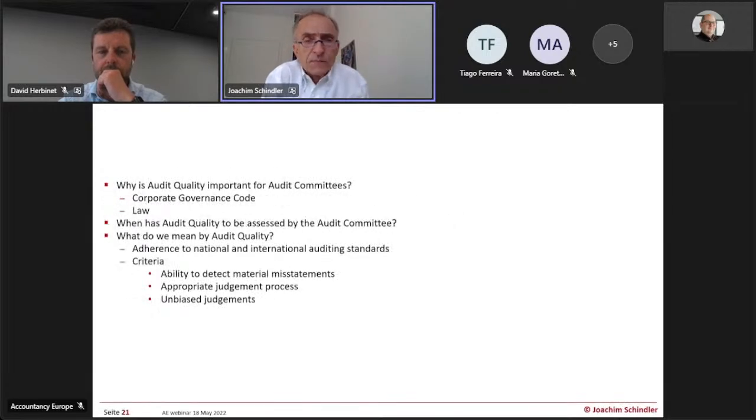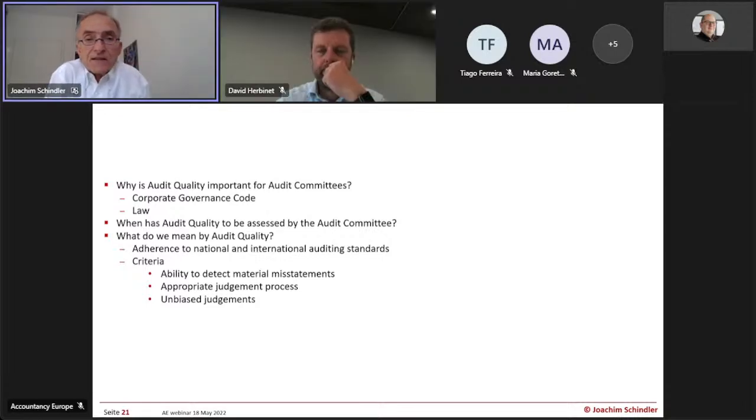So why is audit quality important for audit committees? For some years already, the German Corporate Governance Code required audit committees to monitor audit quality. As a reaction to the Wirecard scandal, which some of you may have heard of, a law was passed last year in Germany in order to strengthen the integrity of the financial markets. As part of this, the requirement for audit committees to monitor audit quality was included in the law. The government said this addition was only of a clarifying nature, but there's enough anecdotal evidence, I would say, that in the past, audit committees have not regarded monitoring of audit quality as an important part of their work. Anyway, now it is clear from the law.